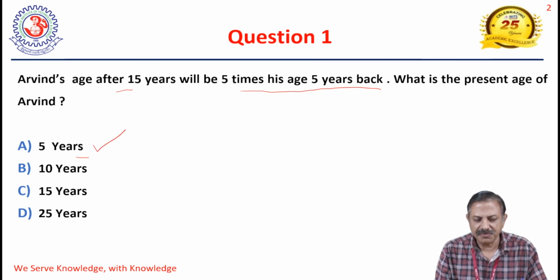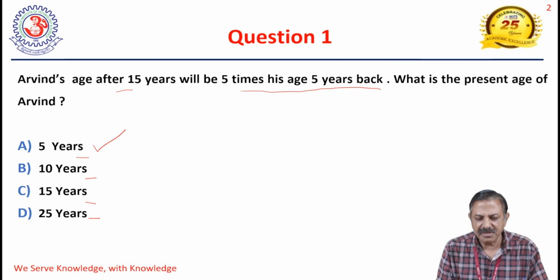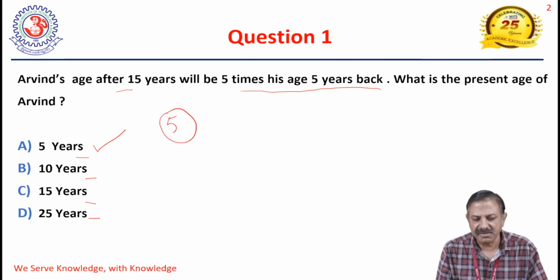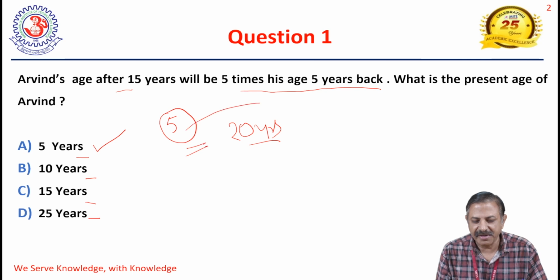What are these options for? These are options for Arvind's age. What is the present age of Arvind? Suppose Arvind's age is 5 years. After 15 years, Arvind will become 20 years. So this should be equal to 5 times his age 5 years back. His age is 5 years, 5 years back, his age will be 0 years. So first option is wrong.